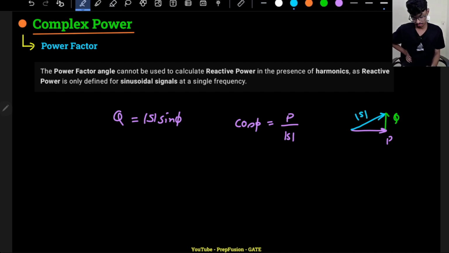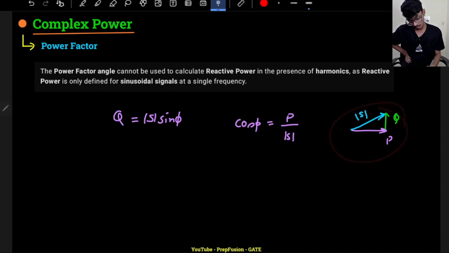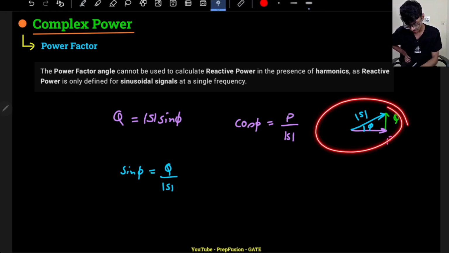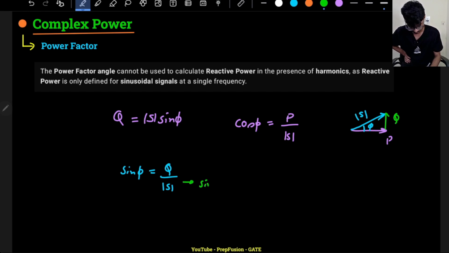So this is my phi angle. From here you can directly say what sin phi and cos phi are. Sin phi is the height upon the hypotenuse, so it is Q upon the magnitude of S. But because this is a phasor diagram, this is only valid for a single frequency component. It is not valid for multi-frequency components; it will go invalid.